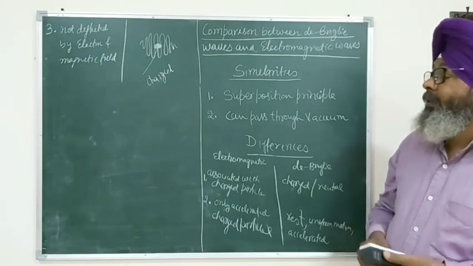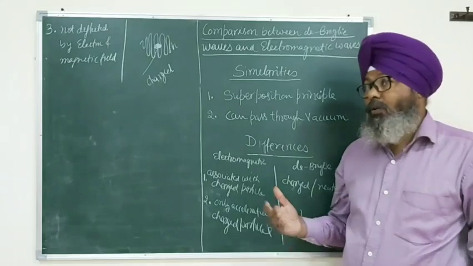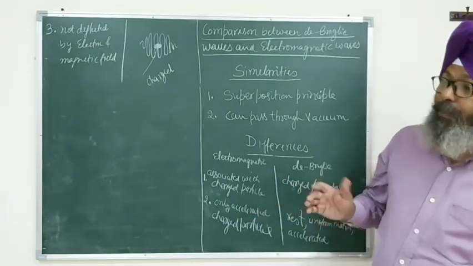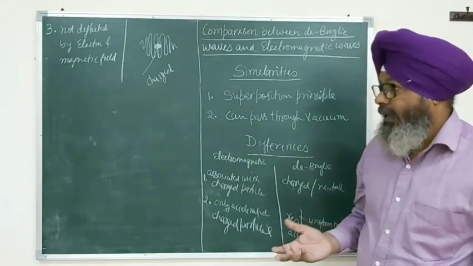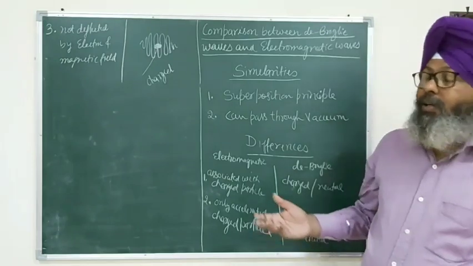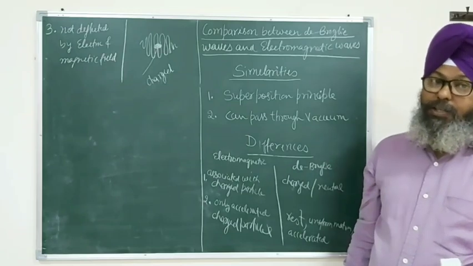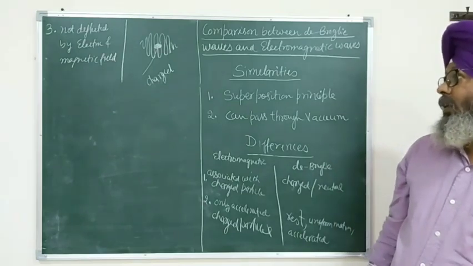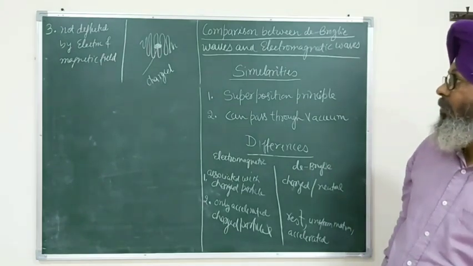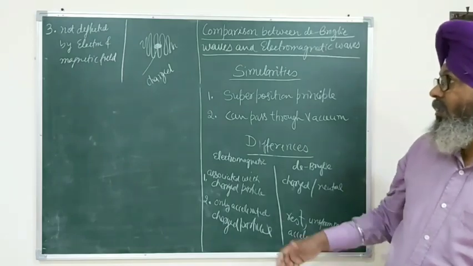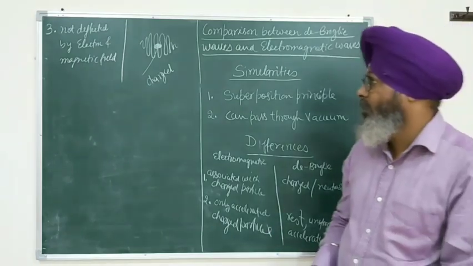And not only that, when these show deflection, their deflection can be toward the positive plate as well as toward the negative plate. And who decides all this? It is decided by the particle to whom these de-Broglie waves are attached. It's quite interesting, and you should actually cherish this concept. You should remember this part, that this is an interesting property associated with the de-Broglie waves.